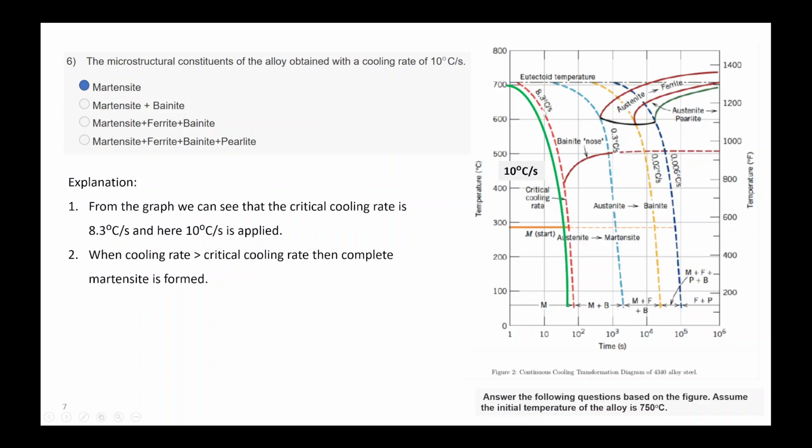So this will be your cooling curve, faster than 8.3 degrees Celsius per second. So it will be a little left of this curve. This is not going through either ferrite transformation or bainite transformation, and this nose relates to your critical cooling. From the graph we can see that the critical cooling rate is 8.3 degrees Celsius per second, and here a cooling rate of 10 degrees Celsius per second is applied. And when the cooling rate is higher than the critical cooling rate, then complete martensite is formed.